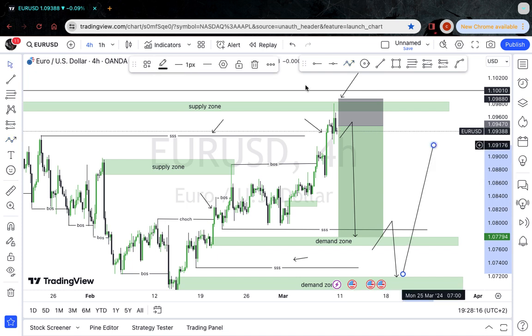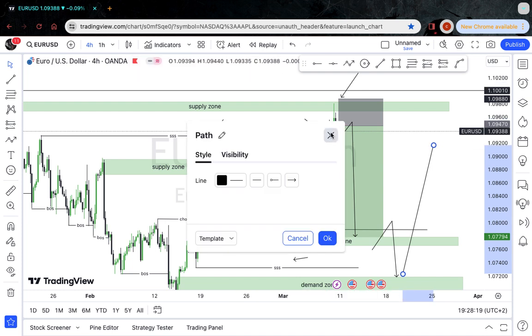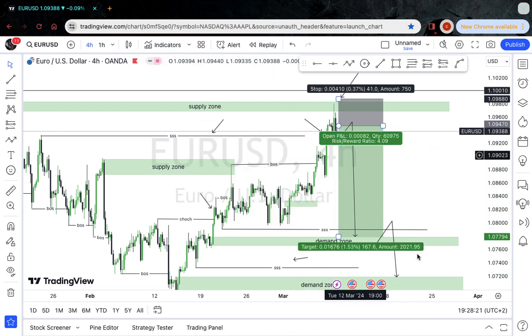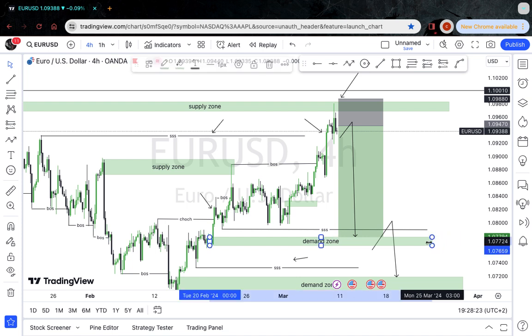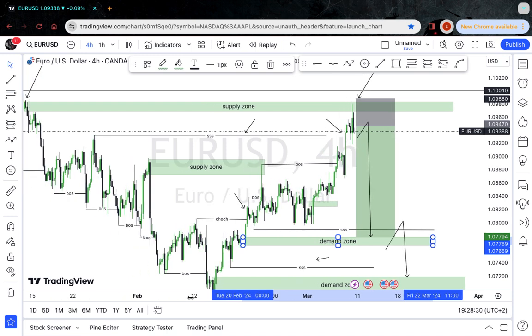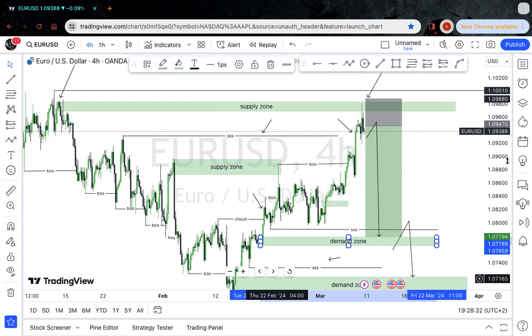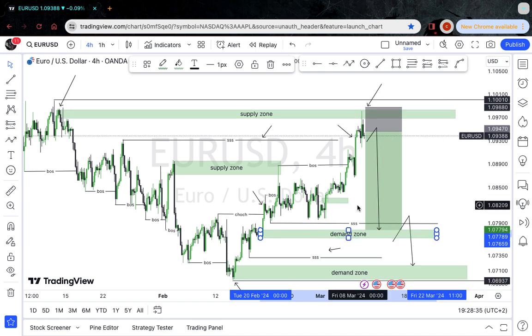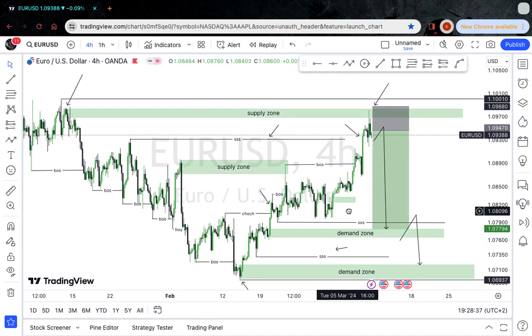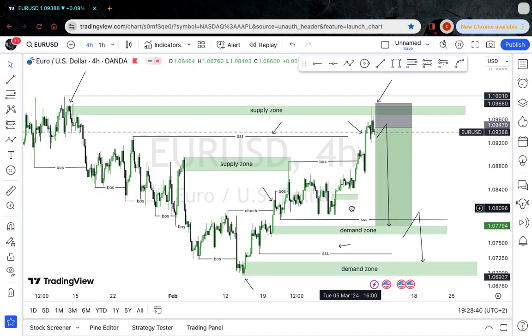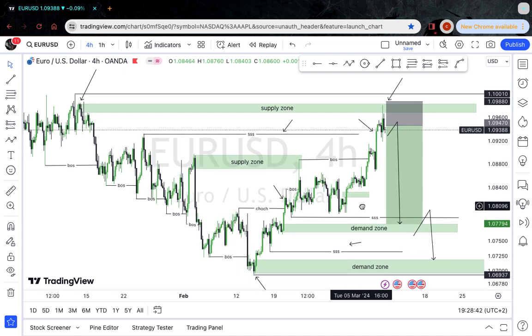So these are this week's analysis on Euro USD. Make sure that you monitor this setup if you are interested in trading Euro USD this week. This is the setup that we are looking at.